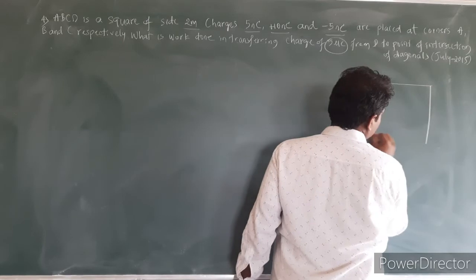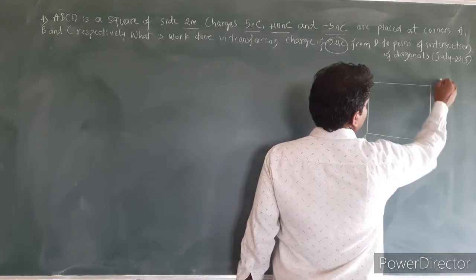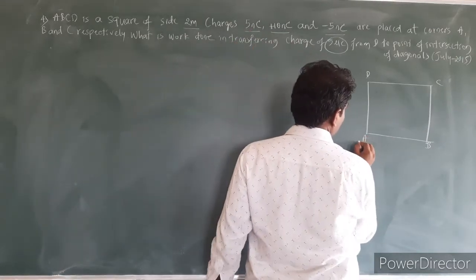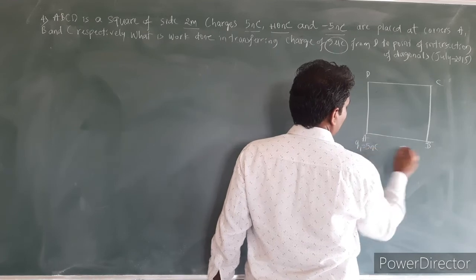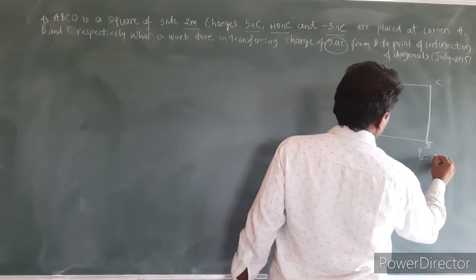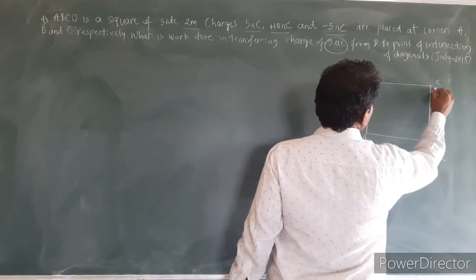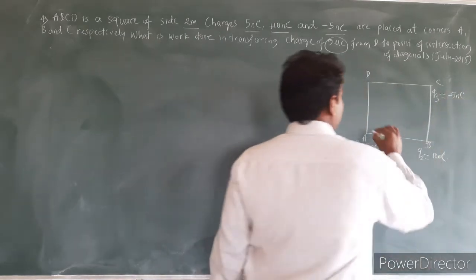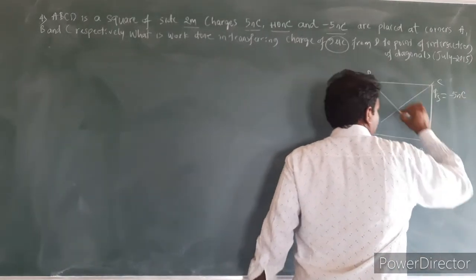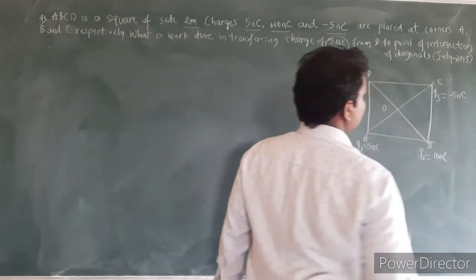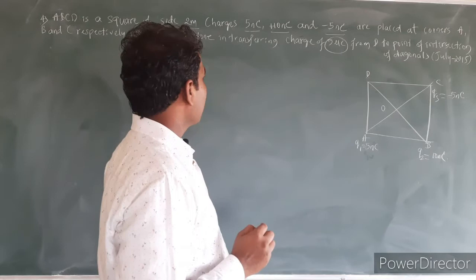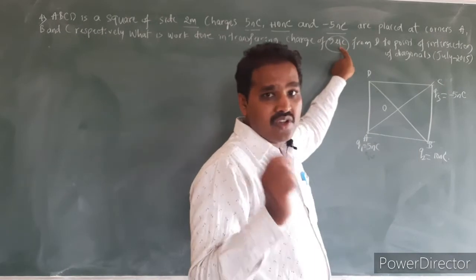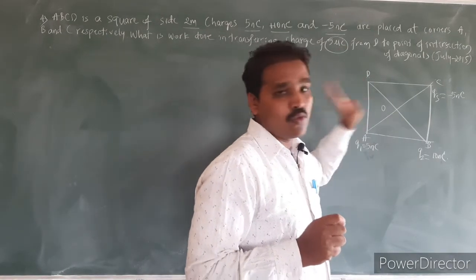We have a square of side 2 meters. ABCD is a square here, and the charges are 5 nanocoulomb. Let me write it as Q1 is equal to 5 nanocoulomb, Q2 is equal to 10 nanocoulomb. Let us write them in sequence, and we have Q3 is equal to minus 5 nanocoulomb. Let us join the diagonals here, and let me call the point of intersection of the diagonals as O. Then we are asked to find the work done in transferring a charge of 5 microcoulomb from point D to O.